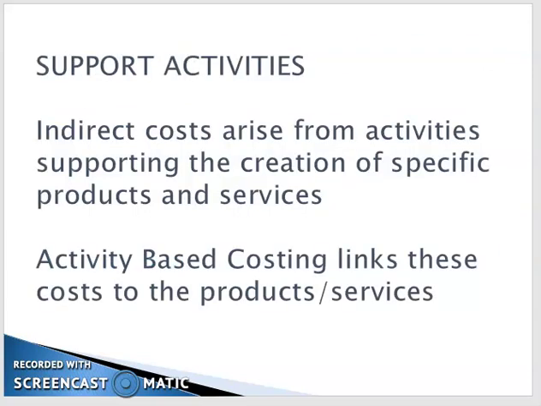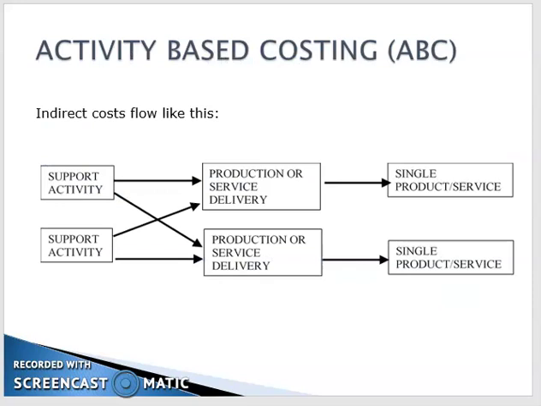These indirect costs arise from the various activities which are required to support the creation of products and services. The method used to link these costs to the products and services is activity-based costing. The costs of the support activities go to various production or service departments, out of which come a series of individual products or services.